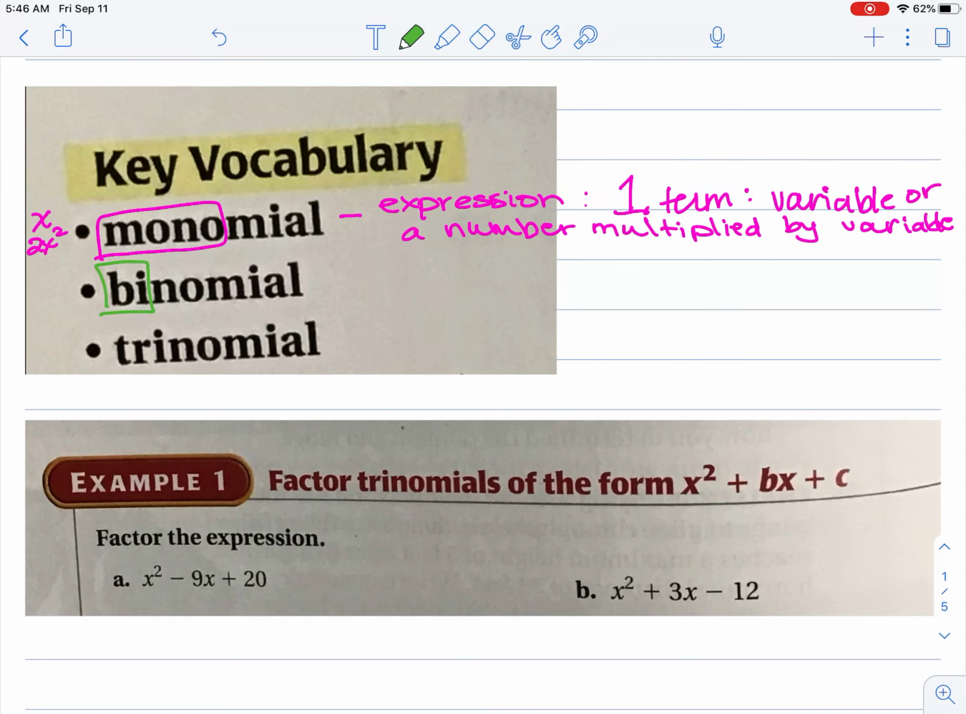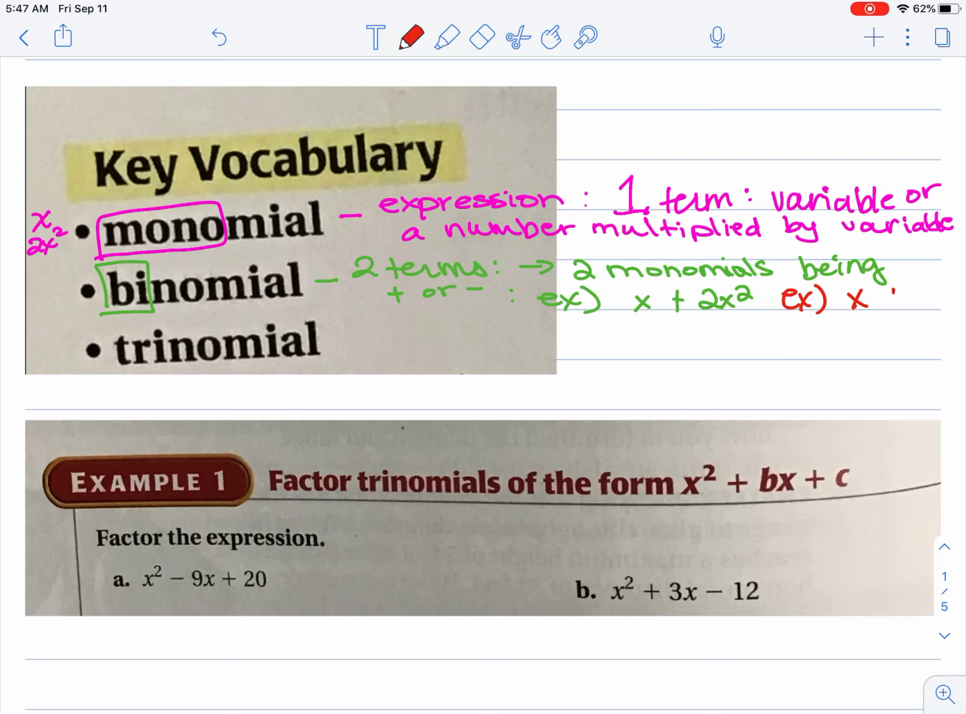A binomial, you probably can tell, is an expression with two terms that has basically two monomials and they're being added or subtracted. So for example, if we took the monomials x and 2x squared and we added them, that's a binomial. You could also do something like x plus 1, which is also a binomial because we have two monomials added or subtracted together.